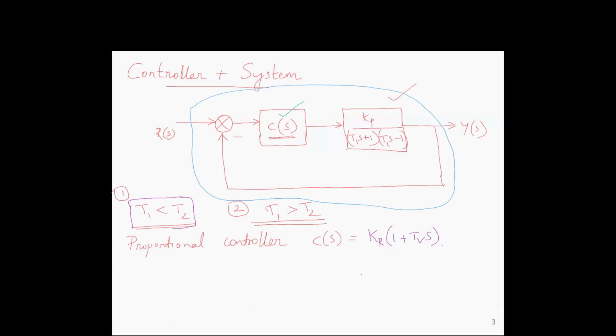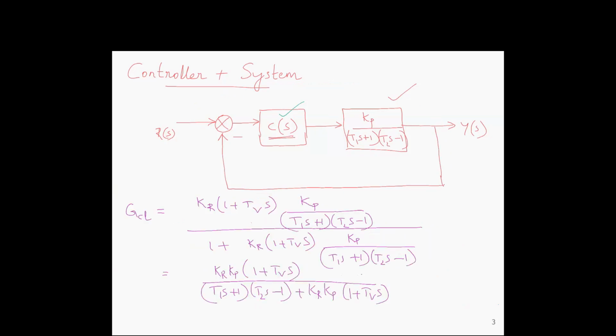Now suppose this condition is not satisfied. We are dealing with the condition T1 is greater than T2. In that case, we will have to use another controller. The proportional controller cannot stabilize the system. So we will use the proportional derivative controller. We will add the derivative term as well, KR (1 plus TD S). In that case, we will see what will happen.